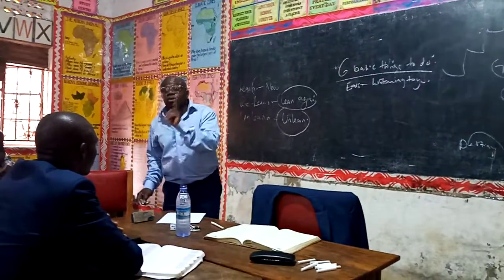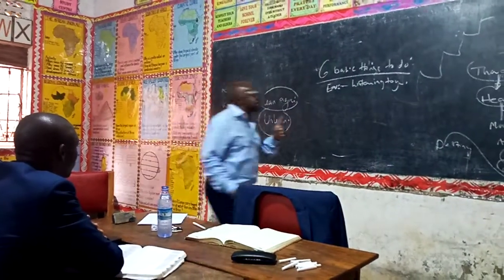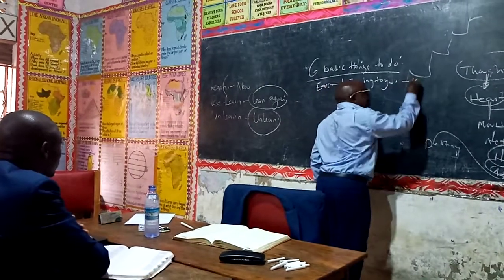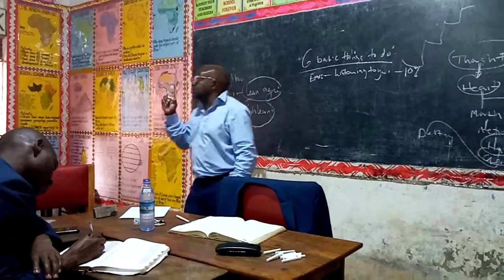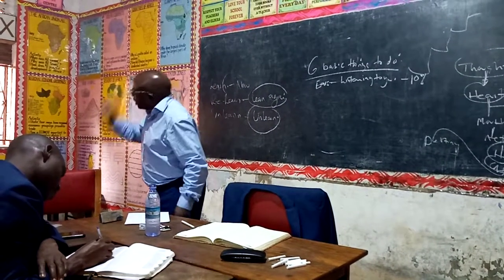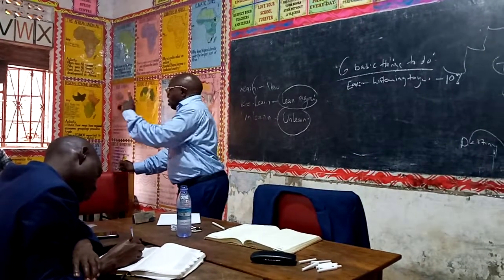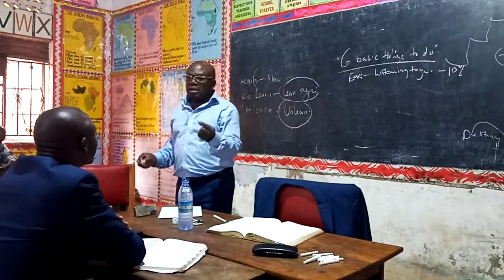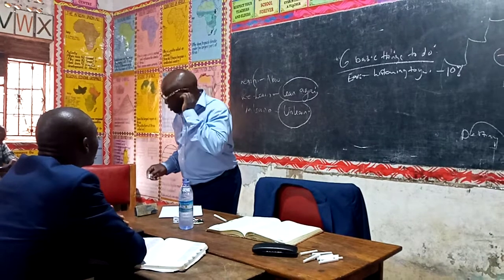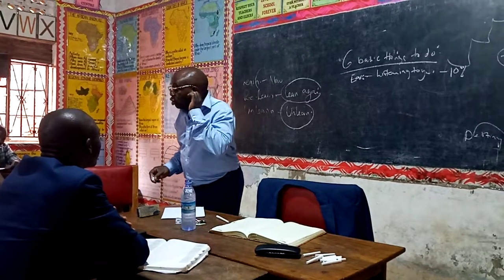When a child listens to you, this child understands only 10%. Only 10% when a child listens to you. Meaning that you must make sure the child does what? Listens to you. Is it okay?